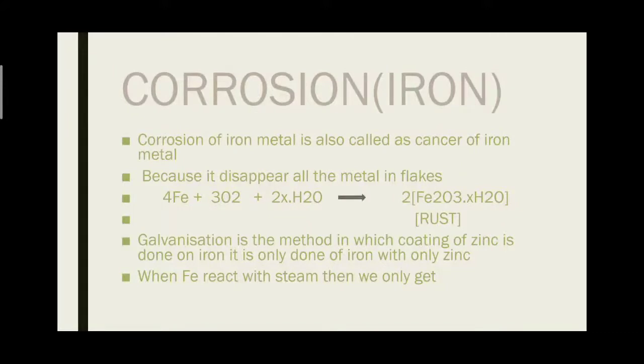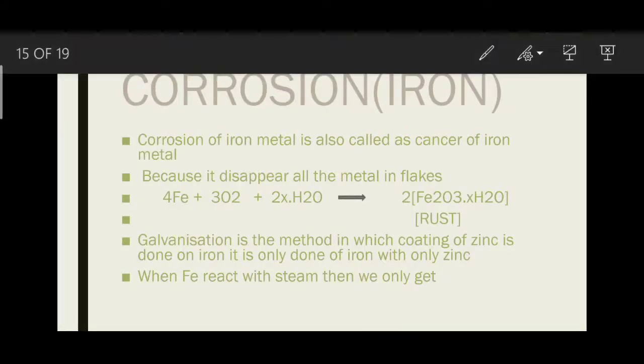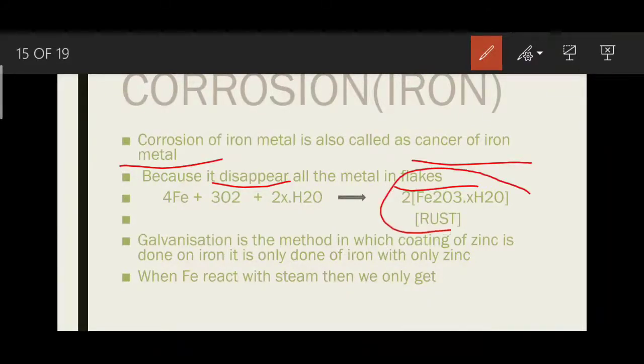Corrosion of iron is not given in the book but is present in the third chapter and it's also important because a question can come. So I'm teaching this in this chapter because the third chapter is so long. Please see, corrosion of iron is called cancer of iron. Why? Because all the iron metal disappears in the form of flakes. Now this question has come, the formula of rust. I have tackled it 3 times in my exams.